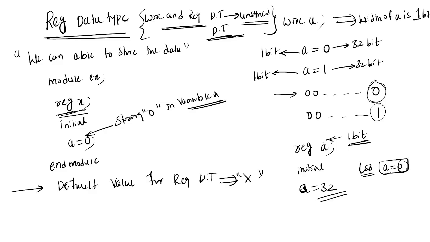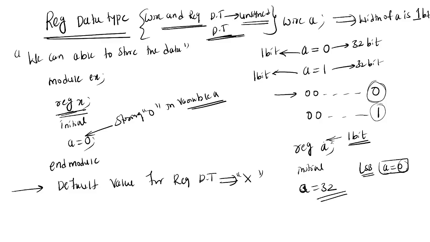So next, this was about the wire data type and reg data type, and next is vectors. Vectors are nothing but grouping multiple bits into a single variable. As we discussed, wire a and reg a are single bit only, they hold a single bit of value.